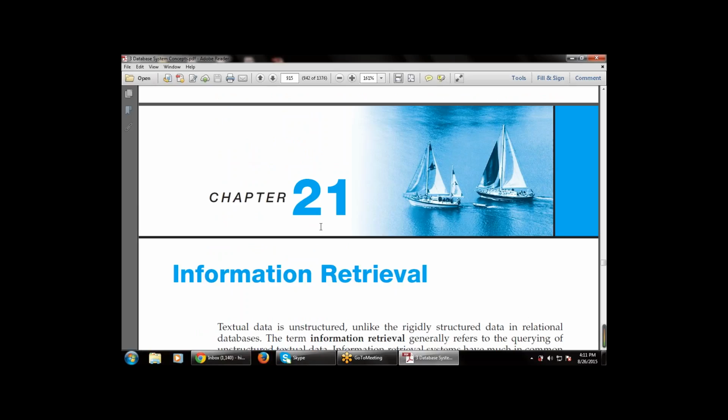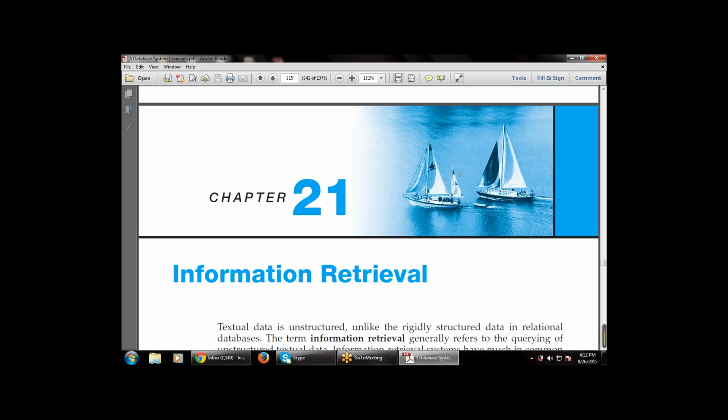Now the next chapter, the last chapter of this part, is information retrieval, that is, how to retrieve information and what are the various ways by which information can be retrieved. In this chapter, we are going to study how to retrieve information, what are the various modes and methods used to retrieve our information.